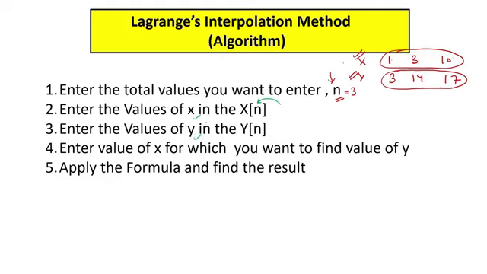After we have got the values of X and Y from the user, what do we have to do? We have to ask the user, tell me the value of X at which you want to find the value of Y. For example, in our given question, let's say we want to find the value of Y at X equal to 7. Now apply the formula and finally we can find the result. So let's see the pseudocode for this method now.